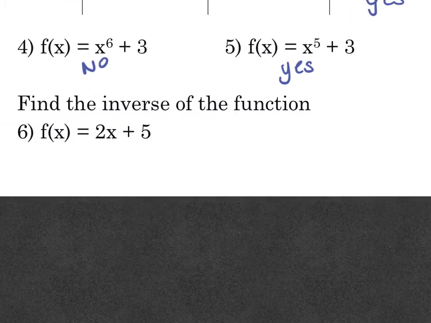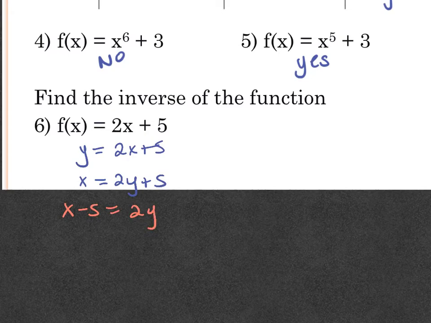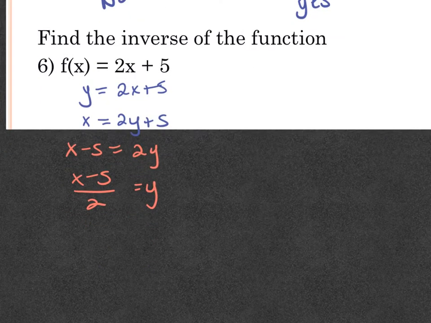Then 6 says find the inverse of the function. So our first step is to substitute the y in for the f of x. Switch the x's and the y's, and then solve for the new y. So x minus 5 equals 2y, and y equals (x minus 5) over 2. Last step, make that an f negative 1 of x because it is no longer f of x.